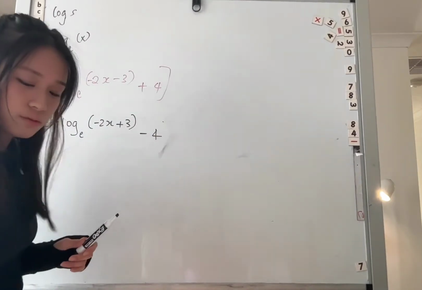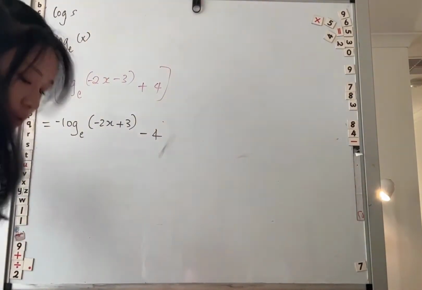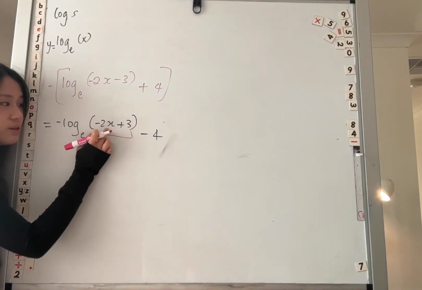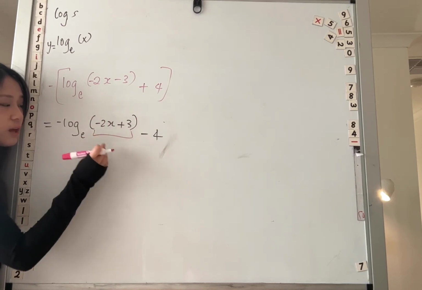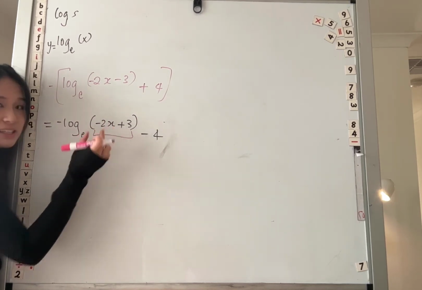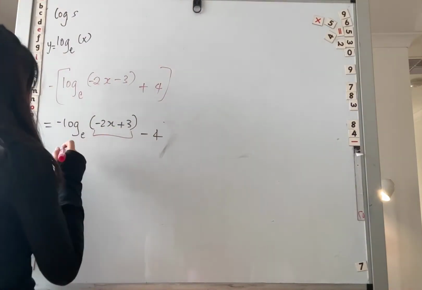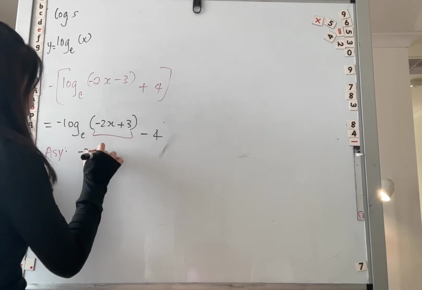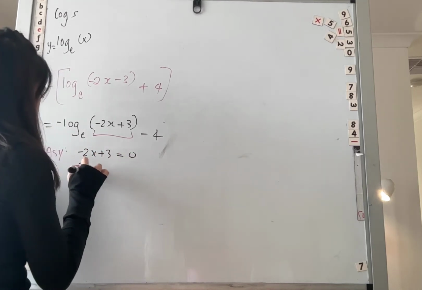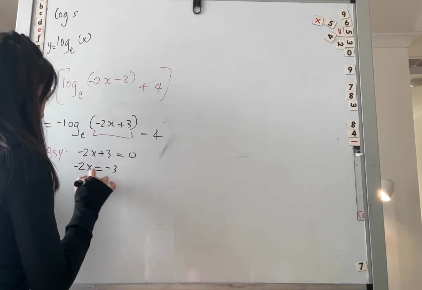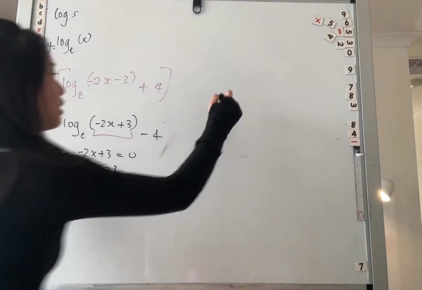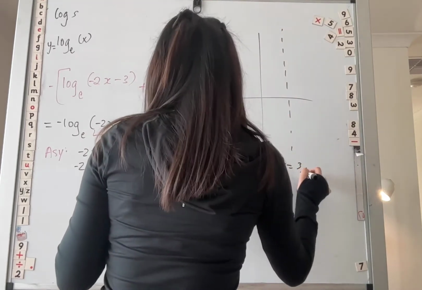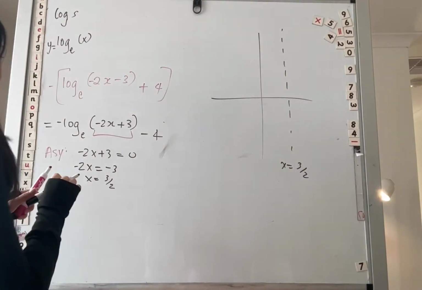Now, I start thinking about this component. What I like to do is, if I know that this can't be 0, right? Then I know that the asymptote is when I make this expression equal to 0. So you get negative 2x plus 3 equals 0, so negative 2x equals negative 3, x equals 3 over 2. So I know at this point that my asymptote is at x equals 3 over 2. Okay?